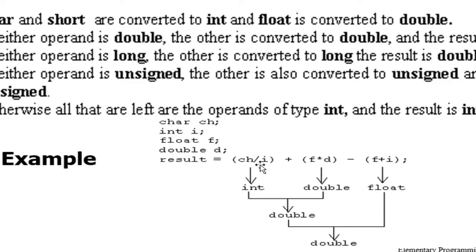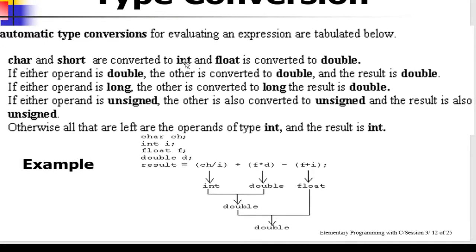ch is of type char, I is an integer. So since these are smaller, they'll be converted to the larger data type. Okay, so the result of this will be an integer. Then f is a float and d is a double. B comes into operation. If either operand is double, the other is converted into double and the result is double. So the result of this is a double. Then this one is f and I. F is larger, or float is larger than an int. Therefore, the int will be converted to float and the result will be a float.